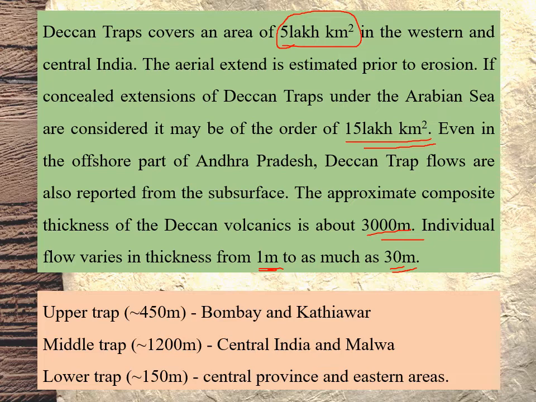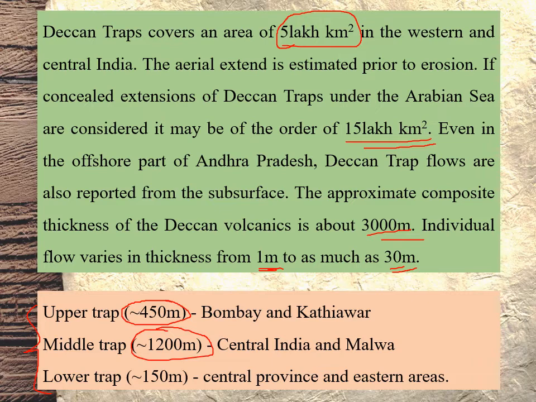Now, among the different phases of Deccan Trap eruption, if we try to divide the phases of Deccan Trap eruption, we can divide it into three broad divisions: the lower trap, middle trap, and upper trap. That is stratigraphy, usually older to younger. The lower trap is almost 150 meter. The middle trap is the most significant effusive phase, which consists of almost 1200 meter, and the upper trap is about 450 meter.